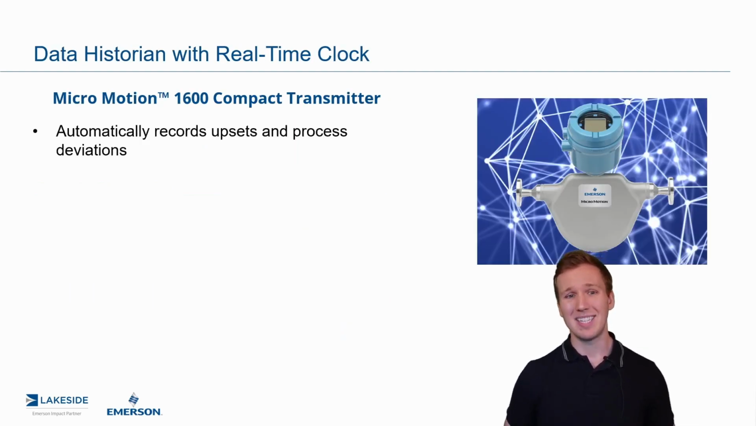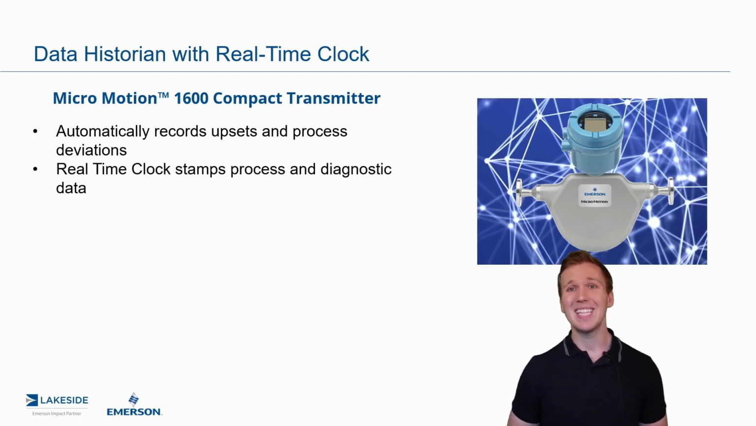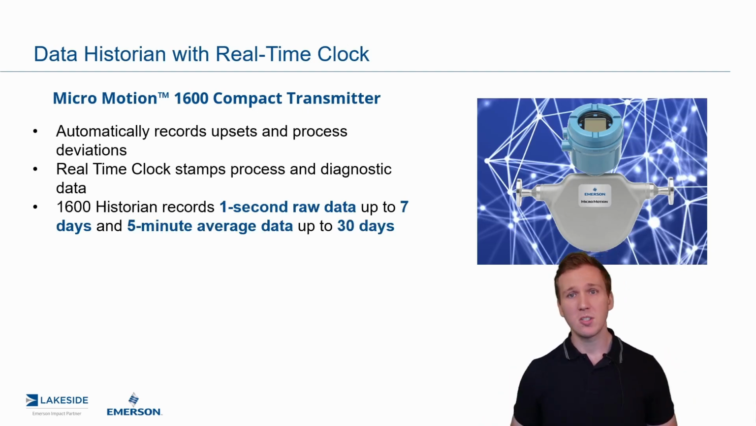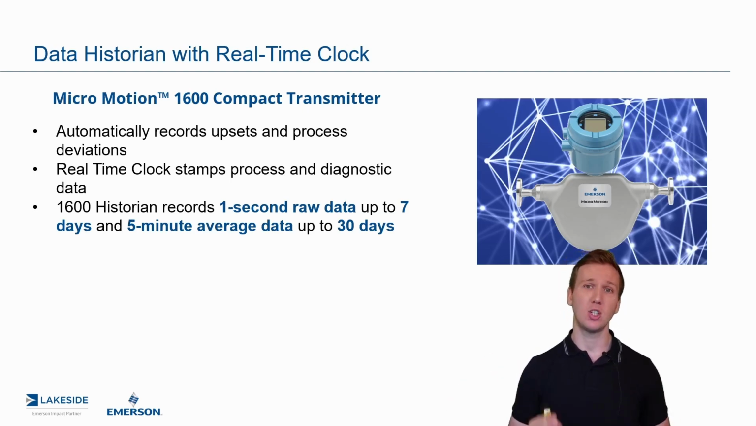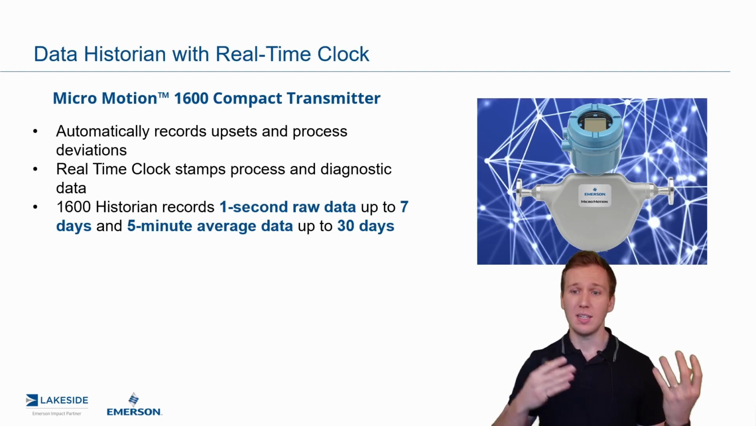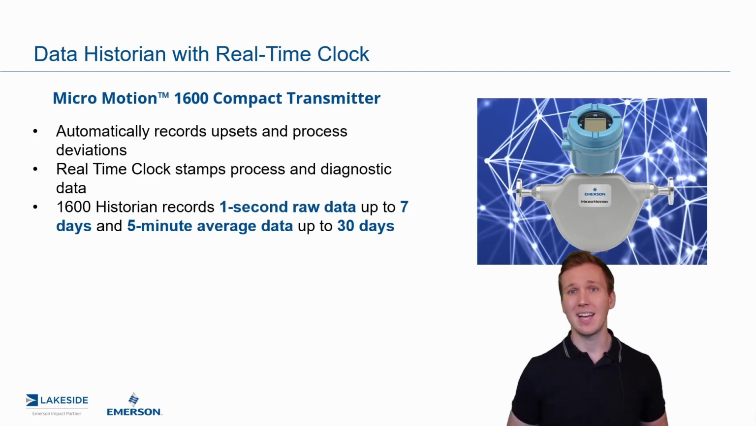Now let's talk a little bit about the data historian, because I think this is really exciting. It will automatically record any process upsets or process deviations and allow you to look back in time. It date stamps as well, and you have no ability to edit this, so this can be used for traceability and diagnostic purposes. Most times when you have an issue with the transmitter, it's in the middle of the night, so it's great to see that you can record 1 second raw data up to 7 days, and 5-minute average data up to 30 days. So a ton of information in this transmitter. If something goes on, you can take your time to get to that transmitter, collect that data, and then do your analysis.